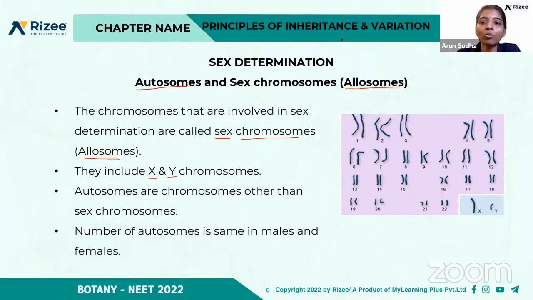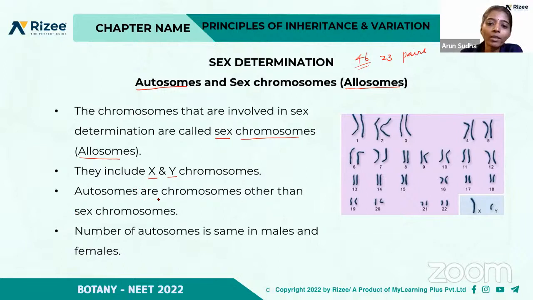For example, if you take human beings, there are 46 chromosomes, that is 23 pairs. Among these, one pair, or two chromosomes, are called the allosomes, and the other 44, or 22 pairs, are called the autosomes, right? These two chromosomes are the X and Y chromosomes. So on what basis are we male or female? Based on the presence of the X and Y chromosome.